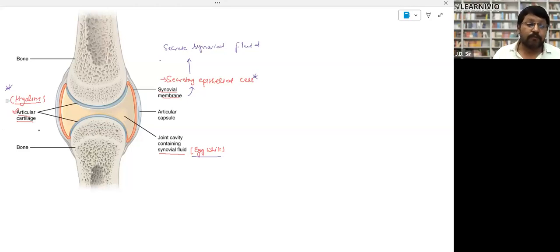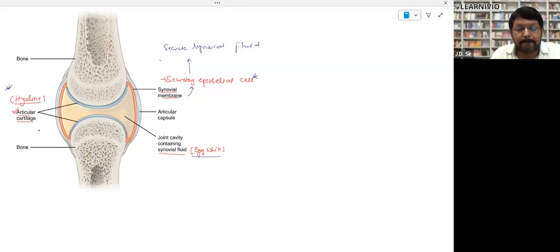This synovial fluid is secreted by the synovial membrane. This red color structure is called synovial membrane. It secretes synovial fluid, whose viscosity is like egg white. Synovial membrane is a secretory epithelial membrane. It means this synovial membrane is made up of epithelial cells, and what kind of epithelial cells? They are secretory epithelial cells. They secrete the synovial fluid. Is that clear?